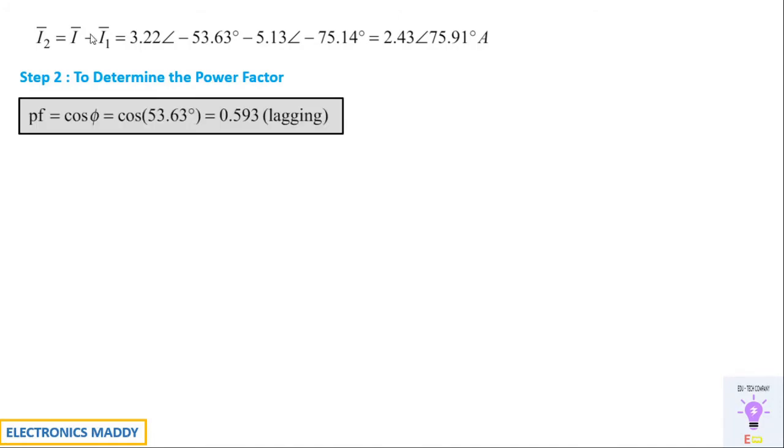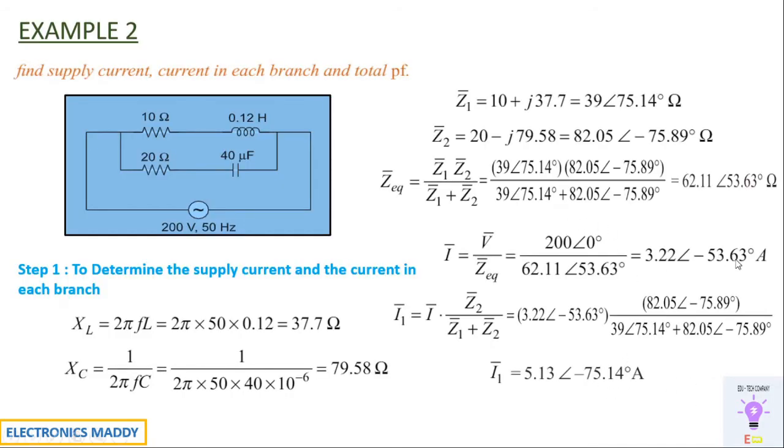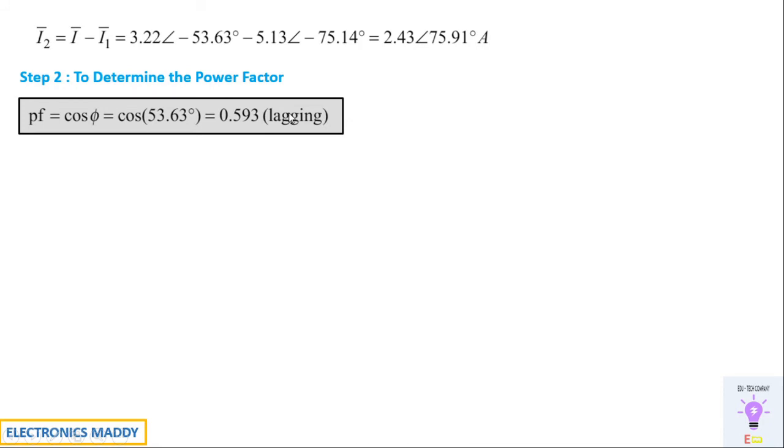Power factor is defined as the cosine of the angle. With respect to the supply current, we know that the angle of I is 53.63. Substitute it, you will be getting 0.593 lagging. The reason why it is lagging is because, if you observe the overall I, the angle is minus, so I is behind V. That is the reason why we mention it as lagging. In other words, XL is greater than XC, and the nature of the circuit is inductive. As a result, this is called a lagging power factor. So this is how we solve these types of problems.